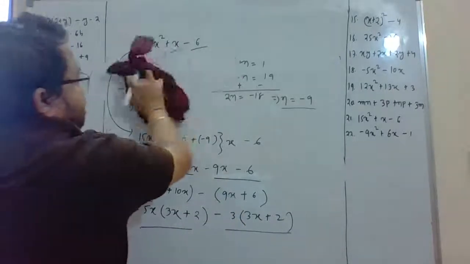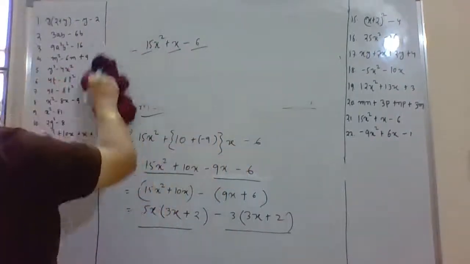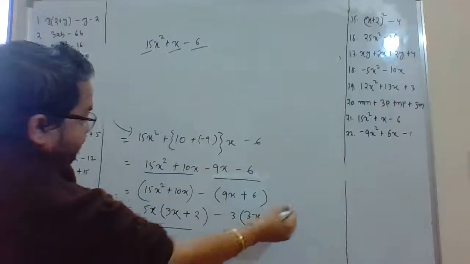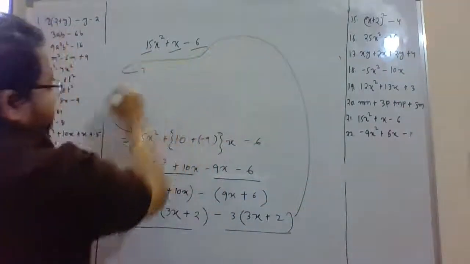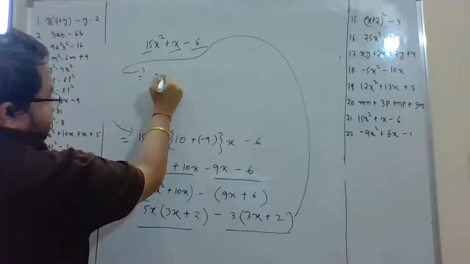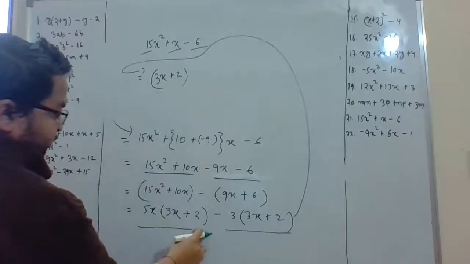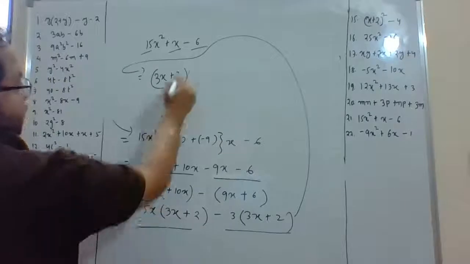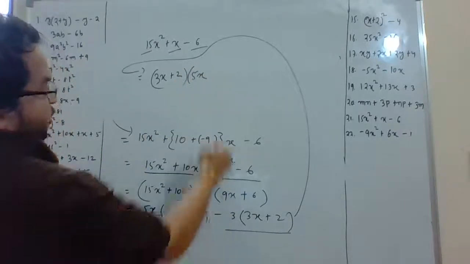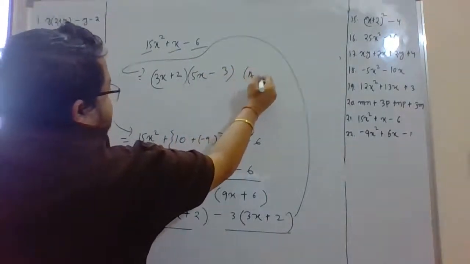Now I need a bit of real estate, so I will erase some part of it. Okay, so after this, we are just directly coming here, right? That between these two terms, the common factor is 3x plus 2. So if I take 3x plus 2 as the common factor, from term 1, what remains back is 5x, and from term 2, what remains back is minus 3. So this is your answer.